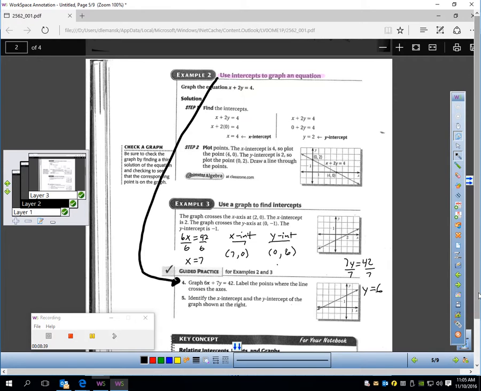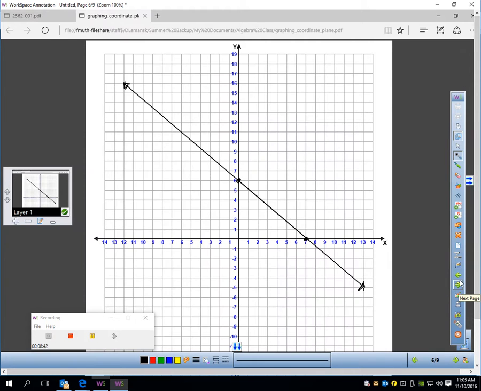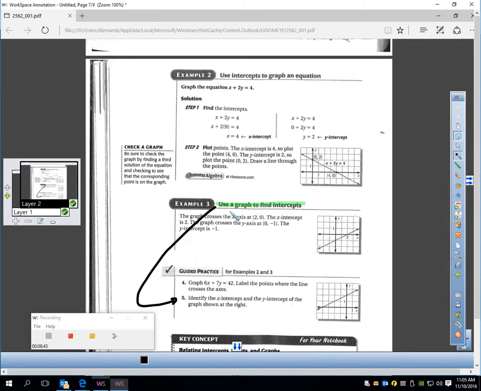All right, so let's keep going. Another thing they're going to ask us to do in the homework is use a graph to find intercepts. Like in this example, it says identify the x-intercept and y-intercept of the graph shown at the right. There's no work to do here. This is just knowing vocabulary. So here's my x-intercept. I'm going to highlight it in orange. It's right here where the line crosses the x-axis. Can you see that this point is 1, 2, 3, 4 to the left? So the x-intercept, I'll write it underneath here, is (-4, 0).